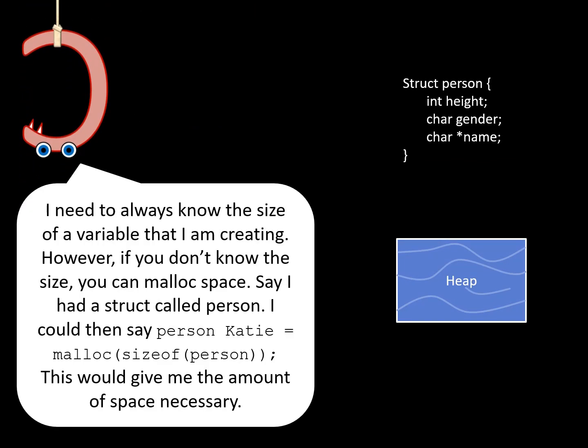I need to always know the size of a variable that I'm creating. However, if you don't know the size, you can malloc space. Say I had a struct called person. I could then say person Katie equals malloc size of person. This would give me the amount of space necessary.